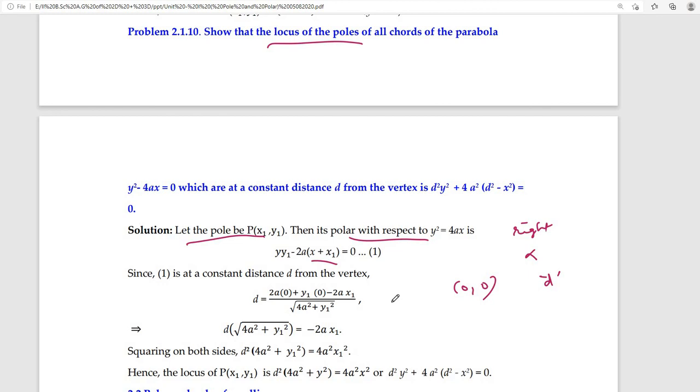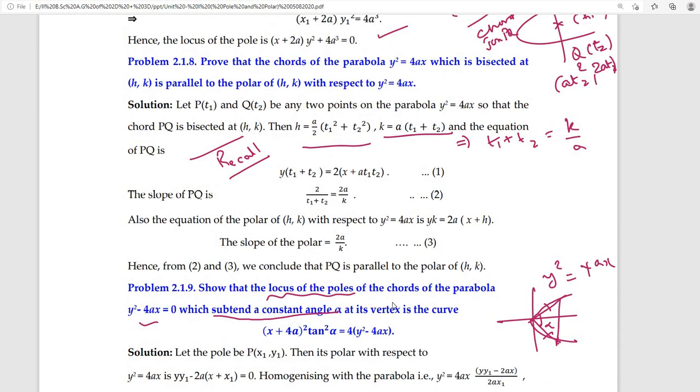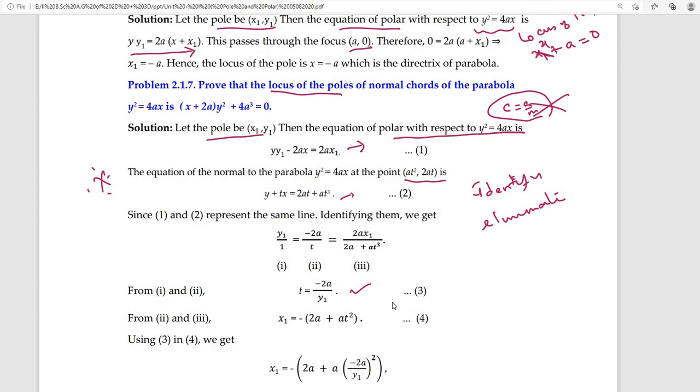So finding the locus means there must be some geometric condition. Look for the geometric condition using which finding the locus will be easy: a constant angle, or angle 90 degrees, or being at a distance d. All these are standard problems as far as pole and polar are concerned. The same thing can be dealt with in the case of the ellipse also. Only the concept remains the same, only the equation will differ.